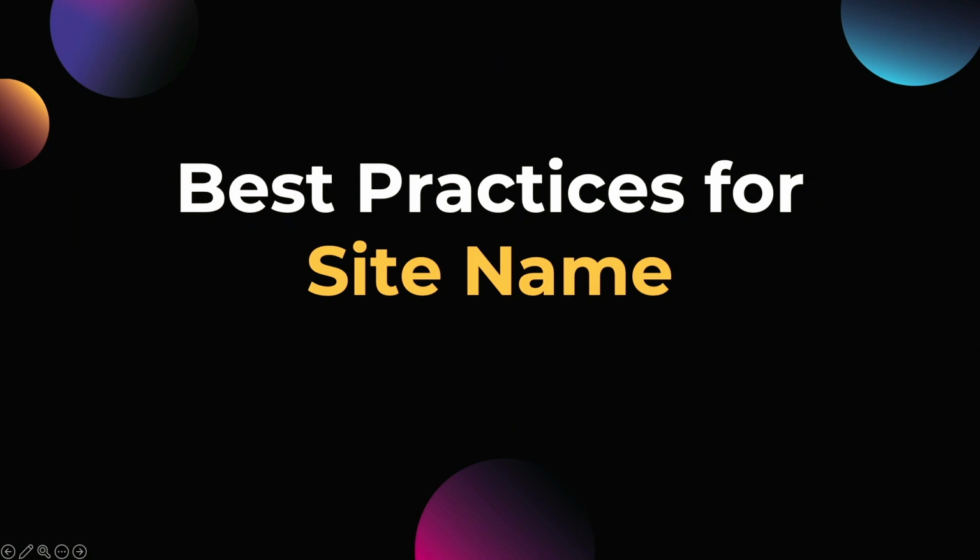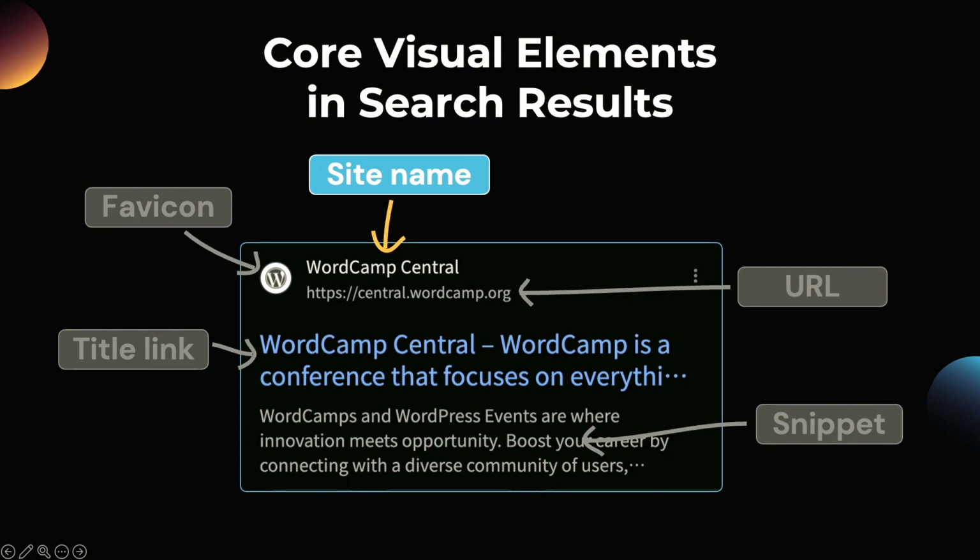All right, we've covered favicons. Now let's shift our focus to the element that appears right next to it in the search results, the site name. The site name is your brand name displayed at the top of your result. While it seems straightforward, there are a few key practices to ensure Google shows the name you actually want. Let's dive into them.